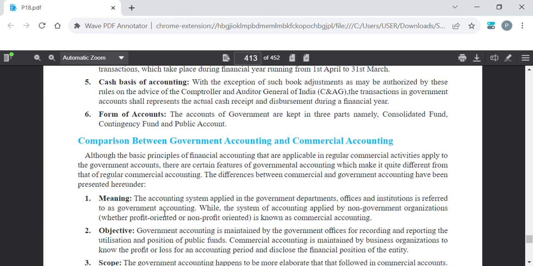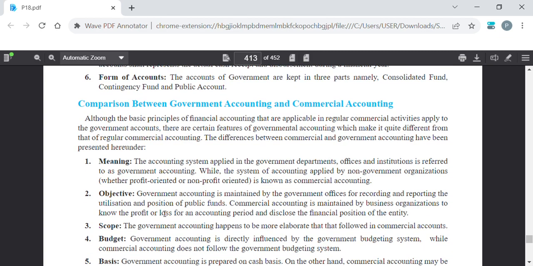Meaning: the accounting system applied in government departments, offices and institutions is referred to as government accounting, while the system of accounting applied by non-government organizations is known as commercial accounting. Whenever we use accounting specifically for government departments, offices and institutions, that accounting is known as government accounting.